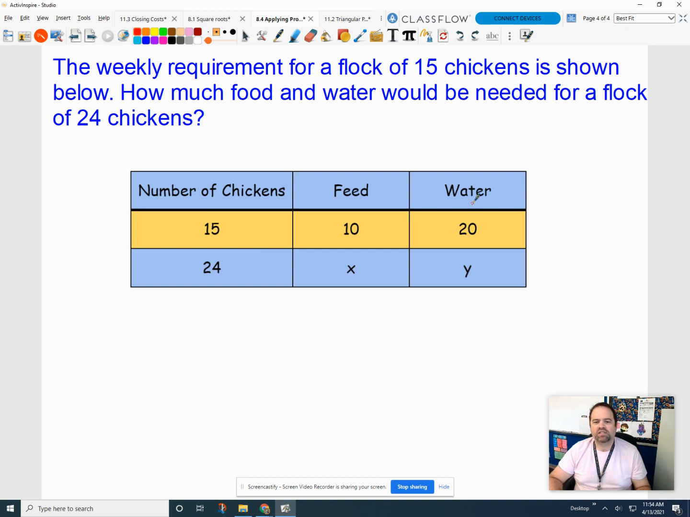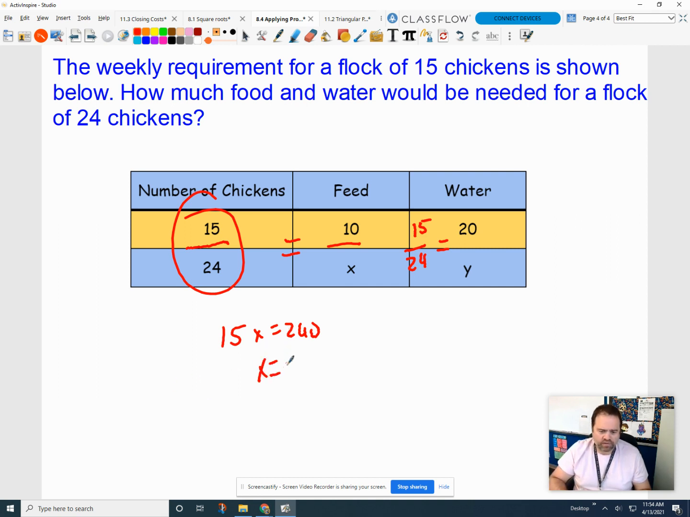Now, don't freak out because this has two variables in it. It's basically two proportions. So I can set this up 15 over 24, 10 over x. And then the other one, I can just slide my 15 and 24 over and do it again, since this is the one where I knew both parts, I can use it twice. So the first time I'm going to get 15x equals 240. So 240 divided by 15. There is not one like this on the homework, by the way, just to throw that out there. So 24 chickens are going to need 16 units of feed, and then 15y equals 480 here, 32 units of water. Okay.